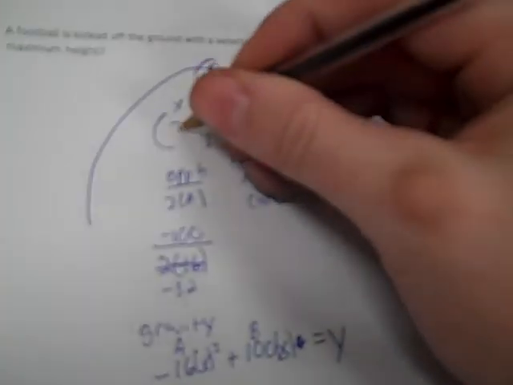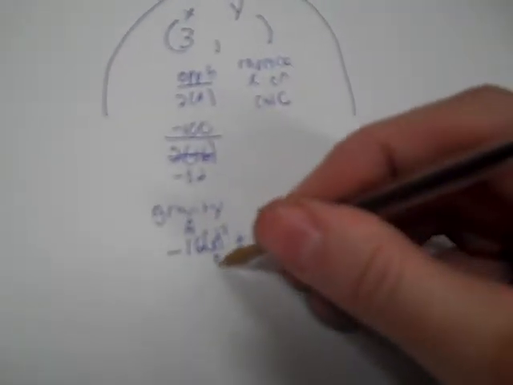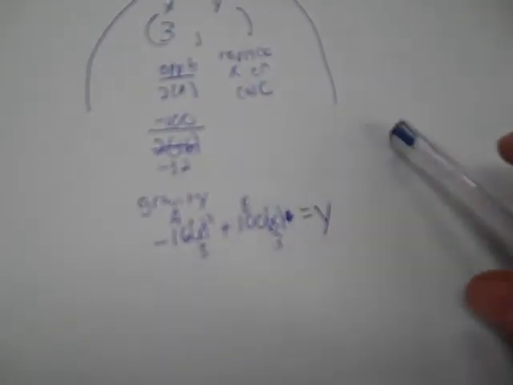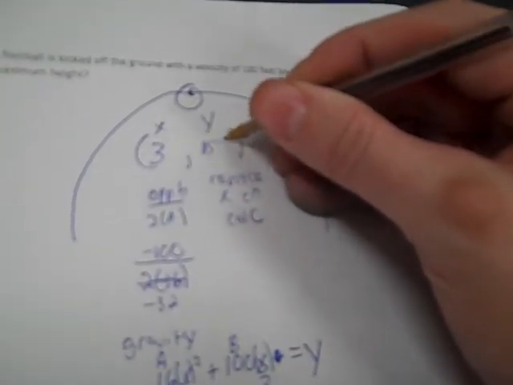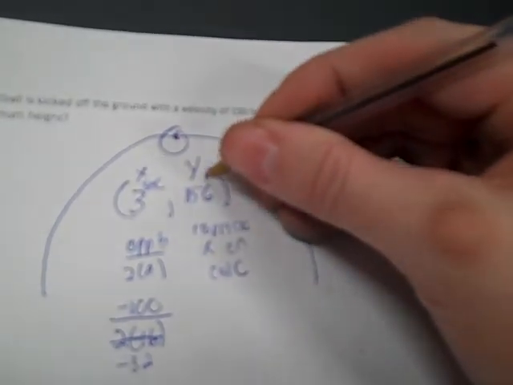You can just put 3. And then I will replace the x with 3, and that'll equal y. So I take negative 16 times 3 to the second power plus 100 times 3. I get 156. Okay, now for your labels, x is time, so that's seconds, and y is feet. Okay, so it took 3 seconds to get to its maximum height of 156 feet, so the maximum height is 156.